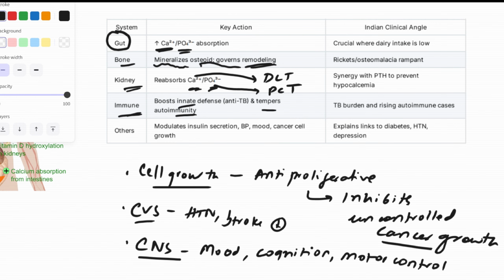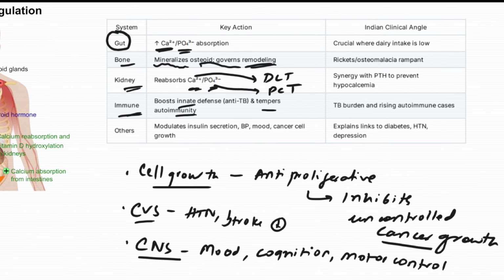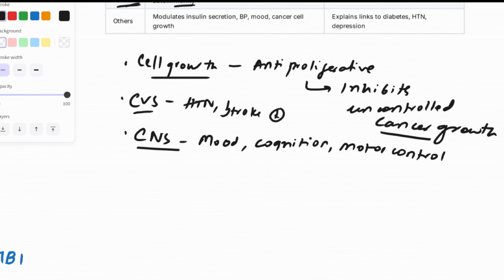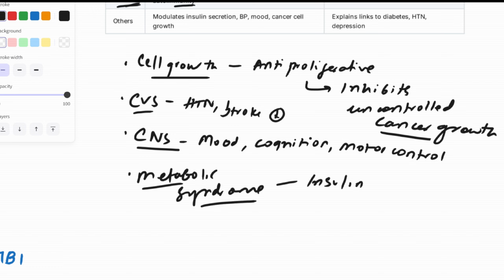Then, in metabolic syndrome and diabetes, studies suggest a significant link between vitamin D deficiency and insulin resistance, also impaired pancreatic beta cell function, and an increased risk of developing type 2 diabetes. Calcitriol can influence both insulin secretion and insulin sensitivity in peripheral tissues.